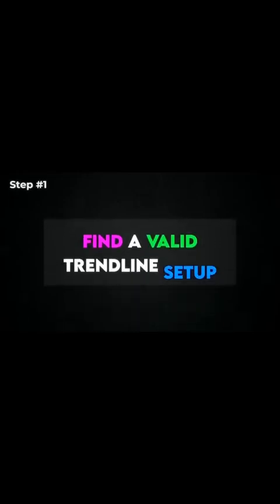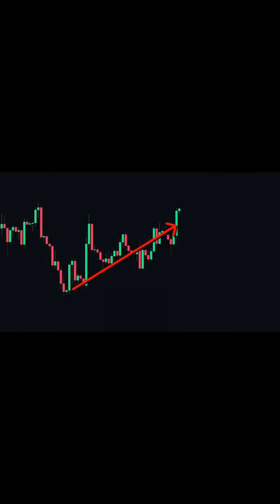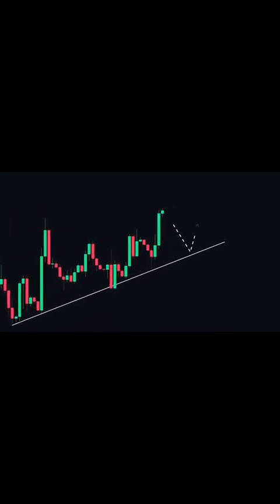The first step is to spot a valid trend line setup. Like in this chart, we can see that price is on an uptrend, and we also have swing lows here that we can connect. So we can just draw a trend line right here. Now, since the market is in an uptrend, we expect the price to bounce off upwards. So the only trend line that we need to draw is this one below.